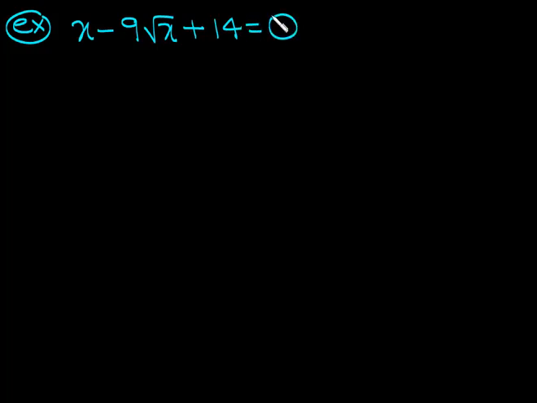The next problem that I'm going to do, the last one, is this one. We have x minus 9 square root of x plus 14 is equal to 0. So let's take a look at this problem.